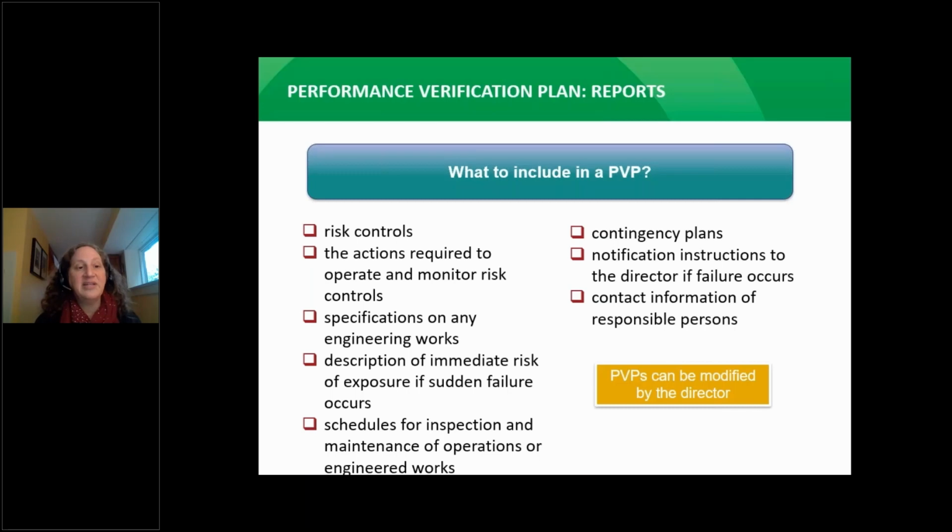contingency plans related to installed engineered works, notification instructions to the director if performance verification actions indicate that there is a failure of risk controls or contingency action is triggered, and identification and contact information, for example, the address and the email of those responsible for the proper operation, maintenance, and record keeping of risk control performance.